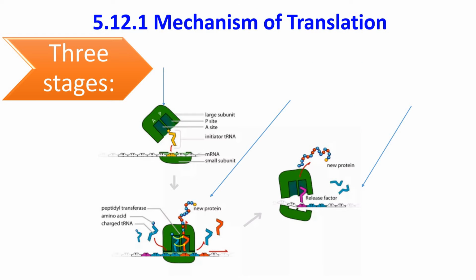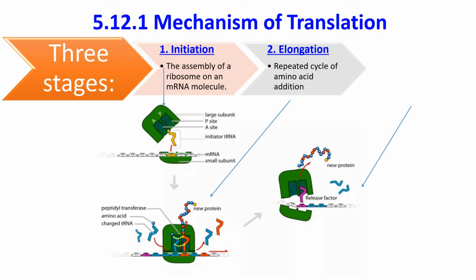Then the mechanism of translation, or the mechanism of protein synthesis. Here we have three stages: initiation, elongation and termination. Initiation is the assembly of ribosomes on an mRNA molecule. Elongation is the repeated cycle of amino acid addition. Termination is the release of the peptide chain. All these three you can easily understand from the picture.